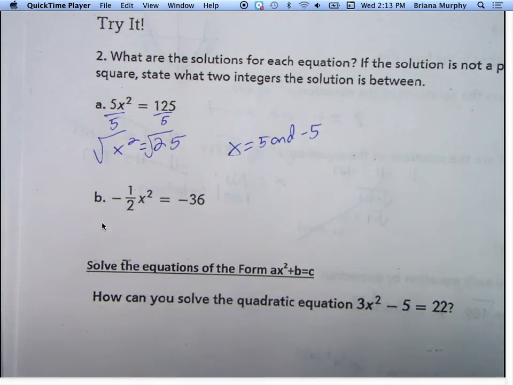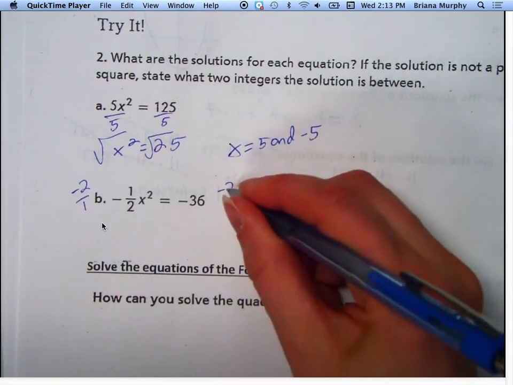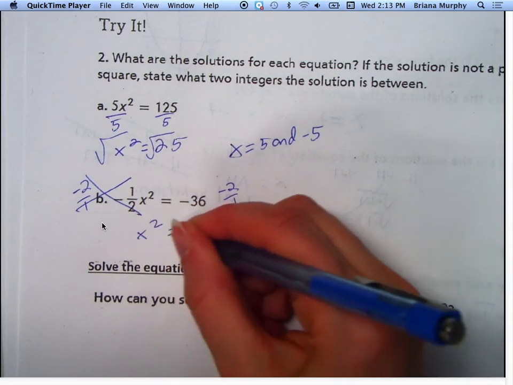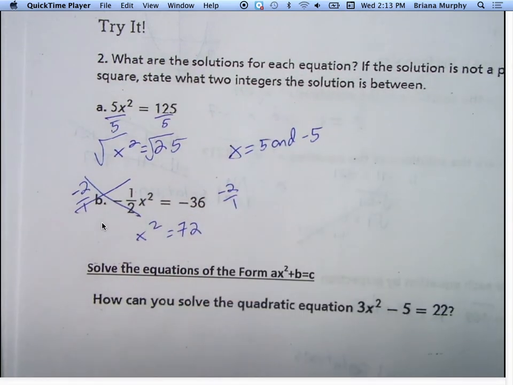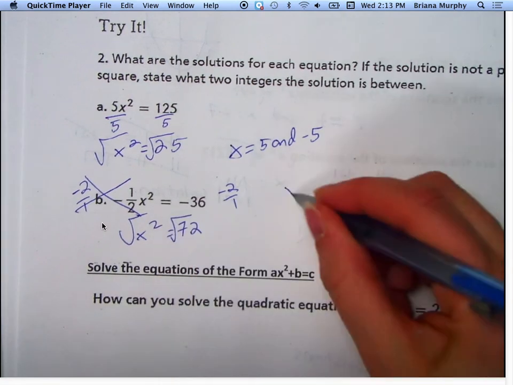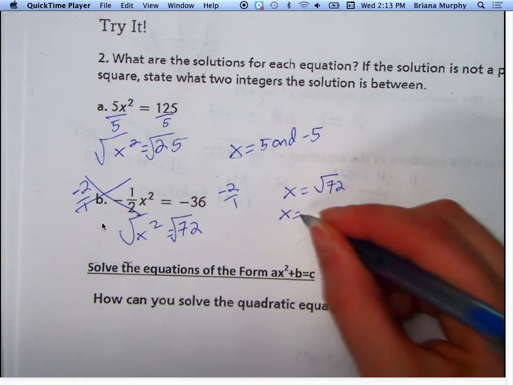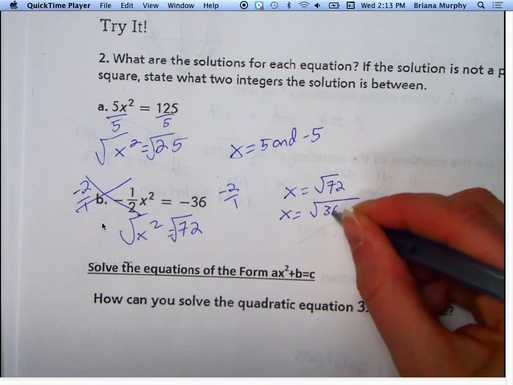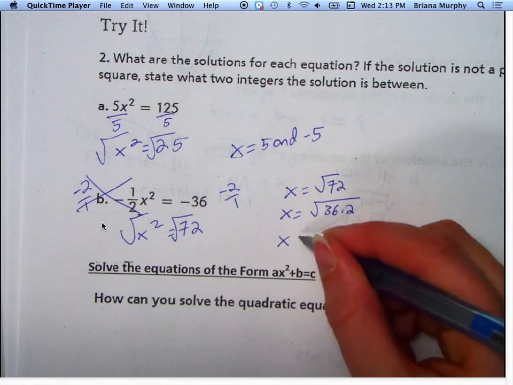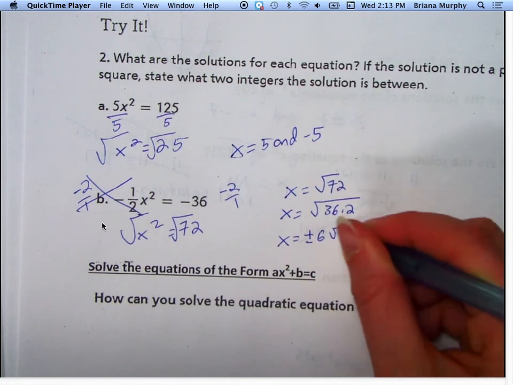B, what do I do? Divide by 1/2. You can divide by 1/2, or remember, that's the same thing as timesing by negative 2. So I get x squared equals 72. Then what do I do? Square root it. So I get x equals the square root of 72, and what 2 numbers multiply to give us 72? 36 and 2. And what's the square root of 36? 6. So x equals plus or minus 6 square root 2.